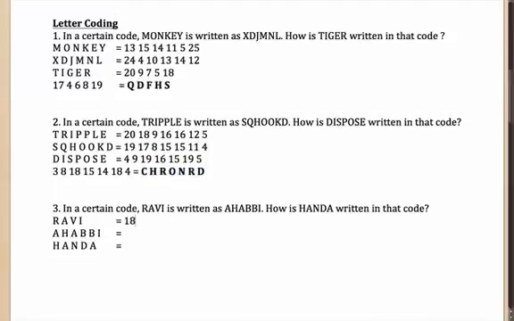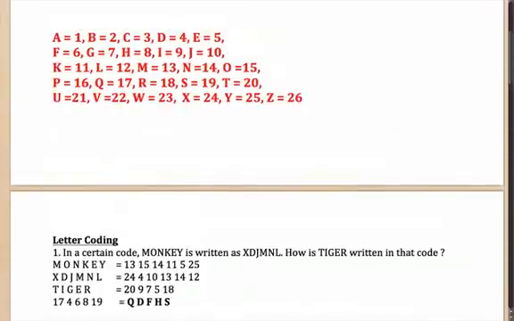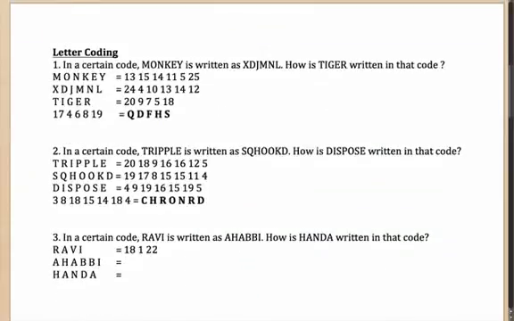Let us look at one more, a little more personal, I can say. Ravi is coded as AHABBI. Okay, so Ravi is 18, 1. How much is B? B is, I can see from here, 22. I again is 9. What is AHABBI? A is 1, H is 8, A is 1, B is B, B is B, and this is 9. As you can see the pattern here, all that has happened is that the 2-digit numbers have split into 2, and that is what you need to do.